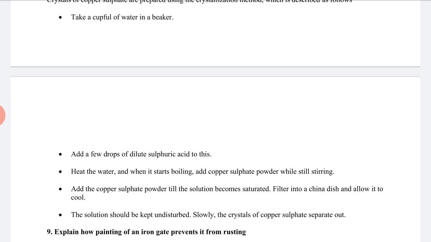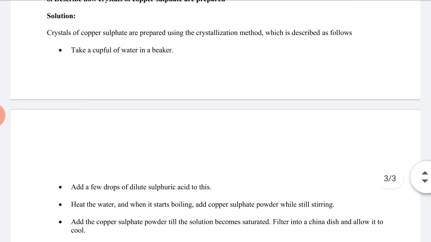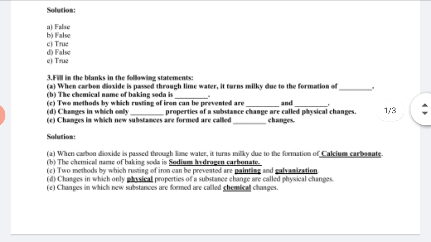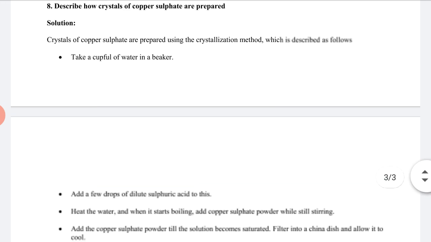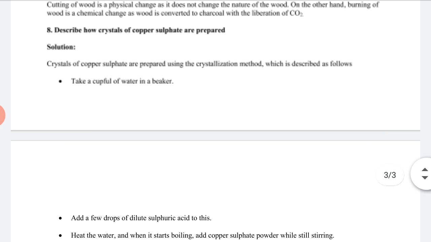The solid part is totally separated from the liquid part. So the crystals of copper sulfate separate out. Crystallization is a separation process. Crystallization is the technique used to obtain a solid material from its solution.